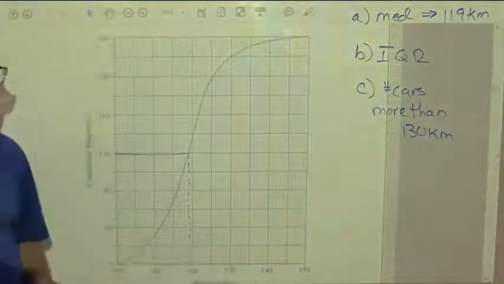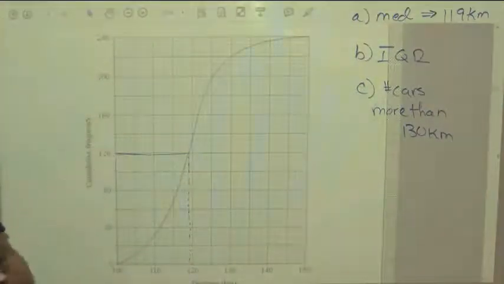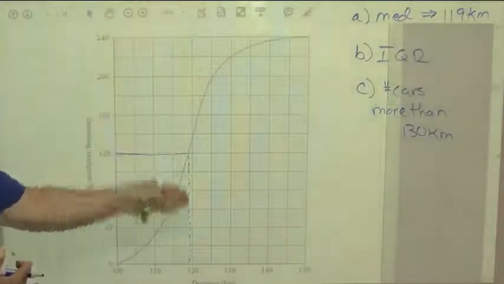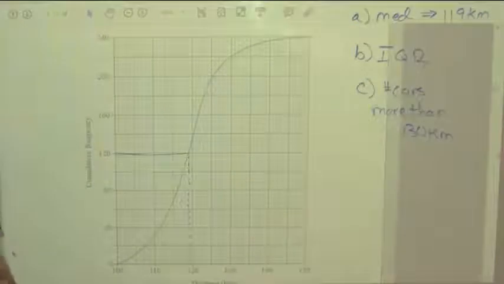And again, you're not telling me that it was 120. That's the 120th car, the middle of the list, and that car traveled 119 kilometers.